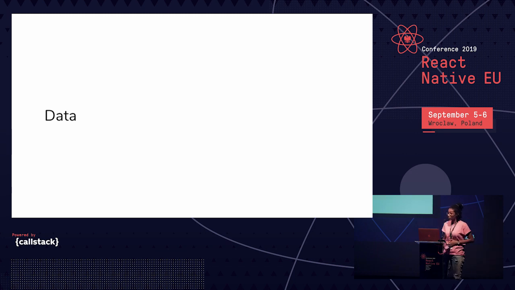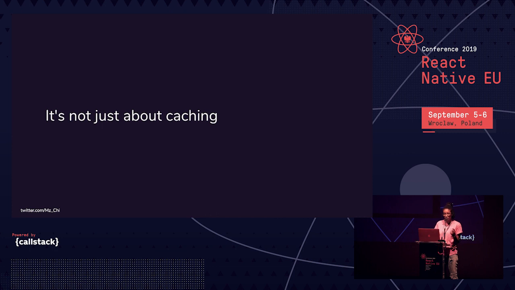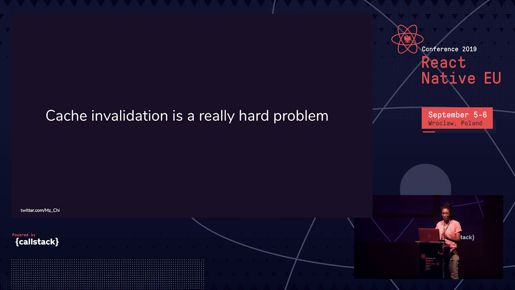So the first thing I always tackle is data. Data is the lifeblood of any application. And for your app to be able to work offline, we have to persist data in some way, ergo caching. But then it's not just about caching. Storing data is relatively easy. There are different mediums you can employ to store data locally in React Native. There's async storage, there's SQLite, there's Realm, there's Watermelon DB, there's PouchDB, there's Couchbase Lite, and the list goes on and on and on. But the real problem is cache invalidation.